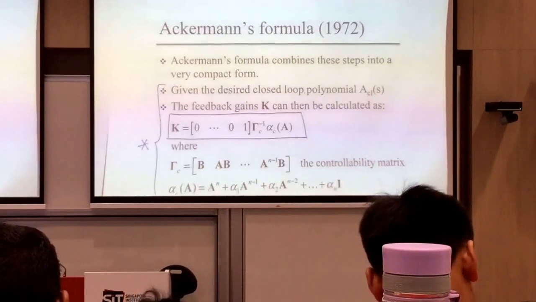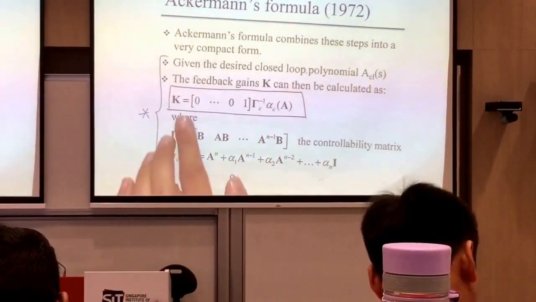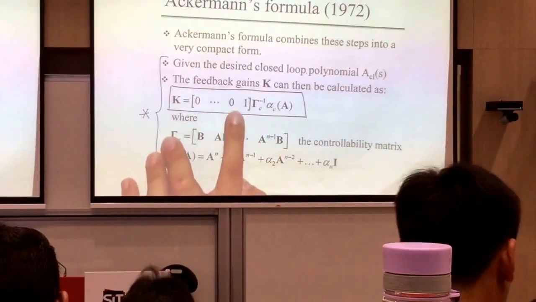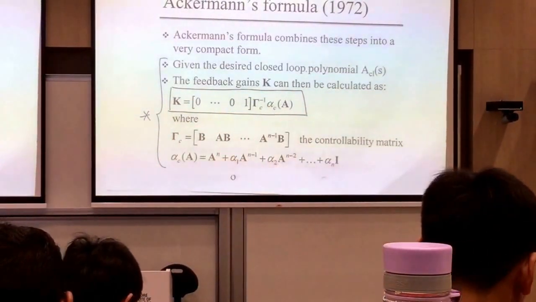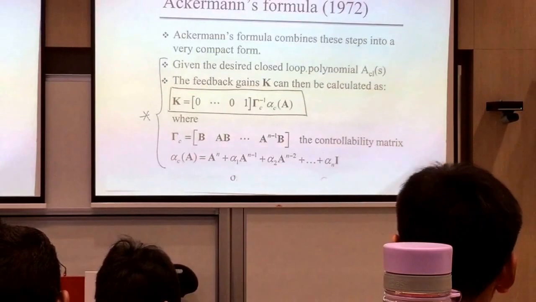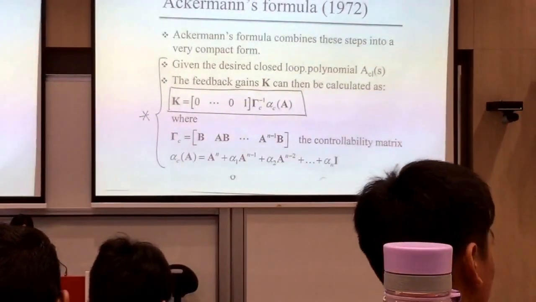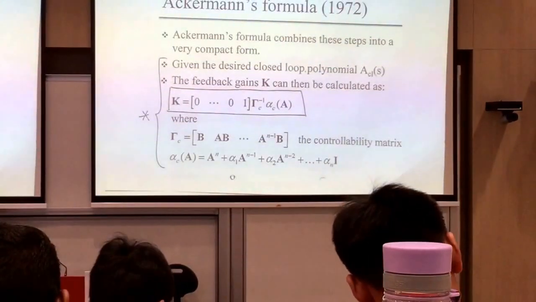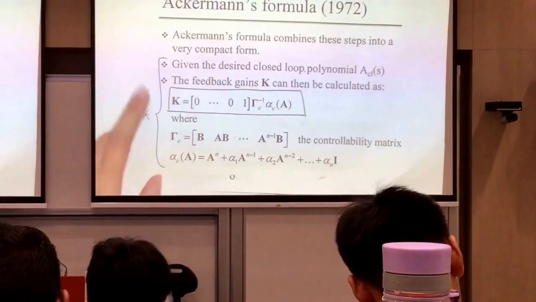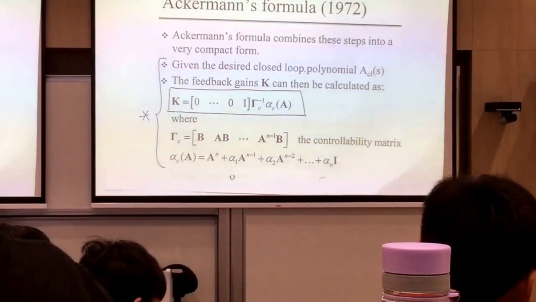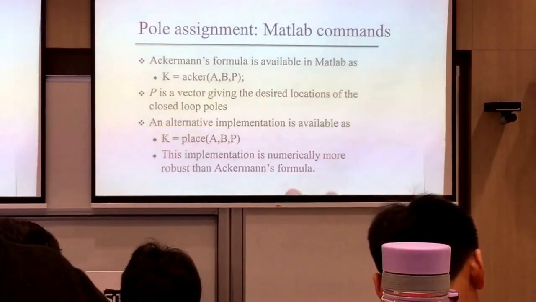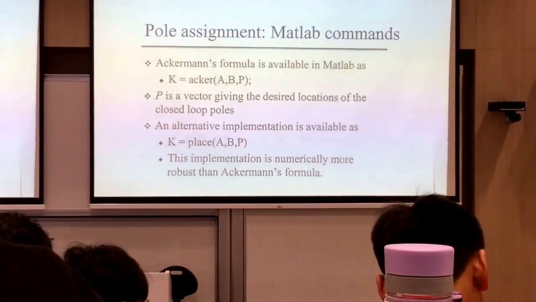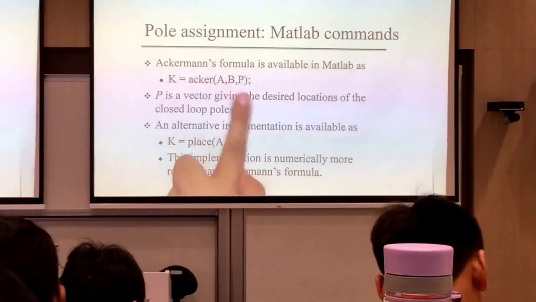You use the Ackermann's formula. And K is just 0, 0, depending on the number of order, 1, Gamma C inverse alpha C bracket A, which is what we just got. Okay? So you just, this is what you do. And this is available in the lab. So if you have issues with your calculation, you can go to the lab and do this.